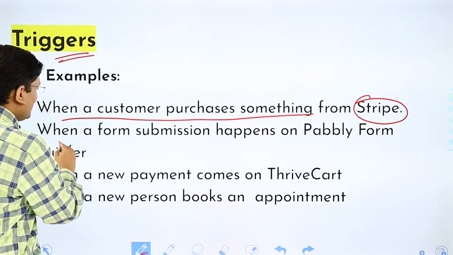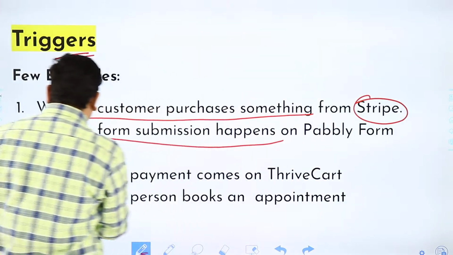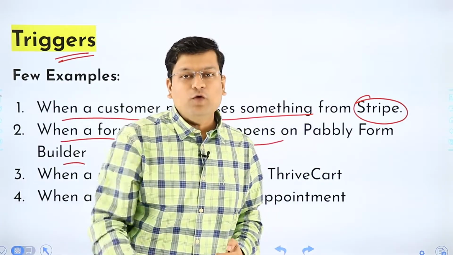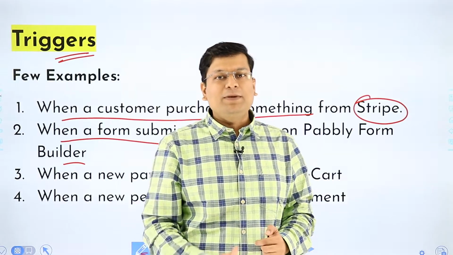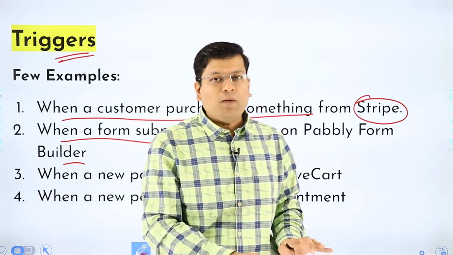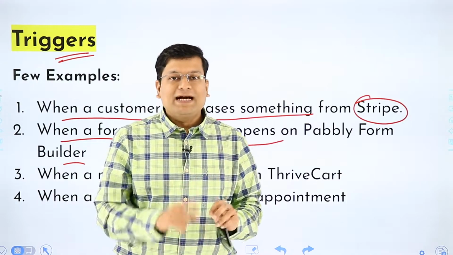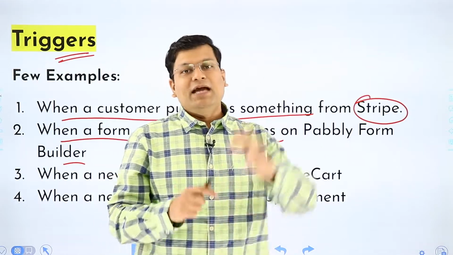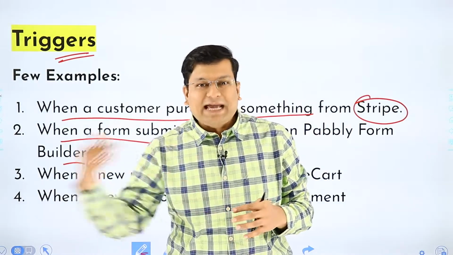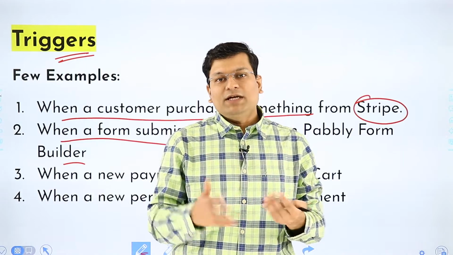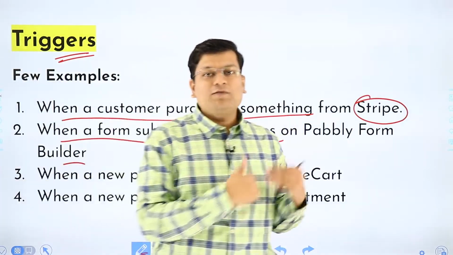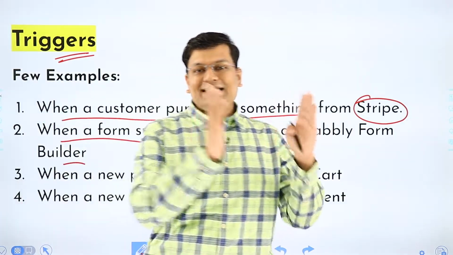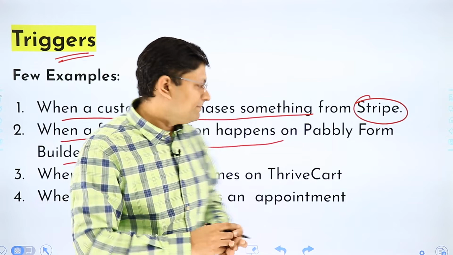The next thing is when a form submission happens on Pabbly form builder, or imagine it can be just about any form builder. It can be Google Forms, it can be Wufoo, it can be Jotform, it can be Pabbly form builder. Whenever someone submits a form, again it is an event that happens, and you can take any action step that you want. Once the form is submitted, you can send an email to that person. Once the form is submitted, you can register that person inside a webinar. So, again this is a trigger step when the form is submitted.